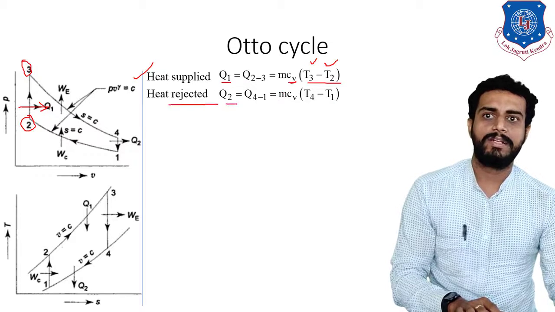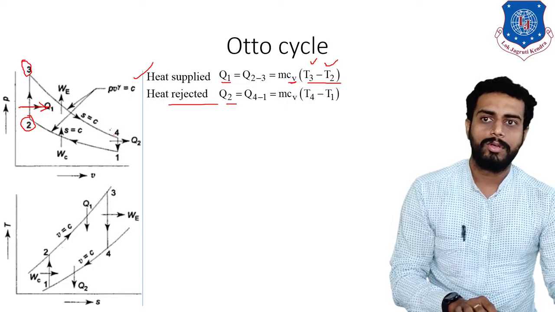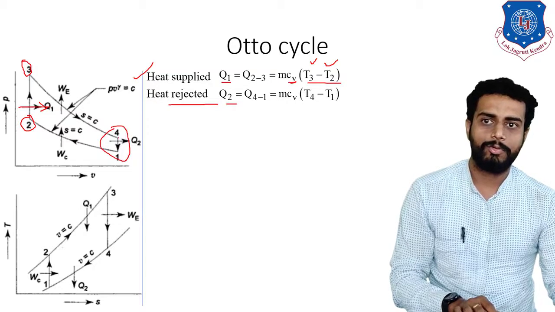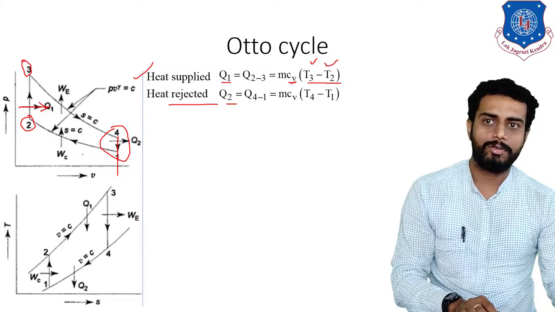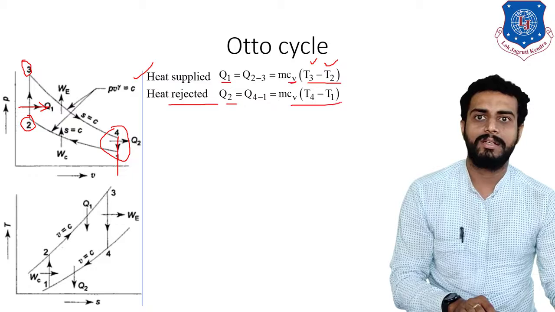Okay, same way heat rejected Q2 is equal to what? Heat rejected Q2 is nothing but, what are the endpoints? 4 to 1, and you can observe that during that also volume is remaining constant. That is why M CV into T4 minus T1.